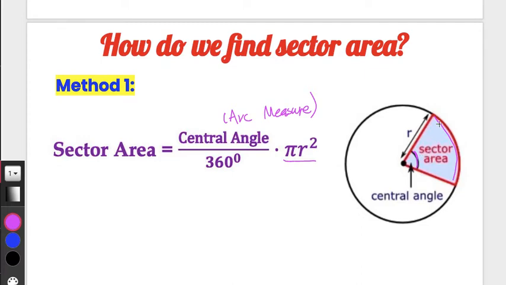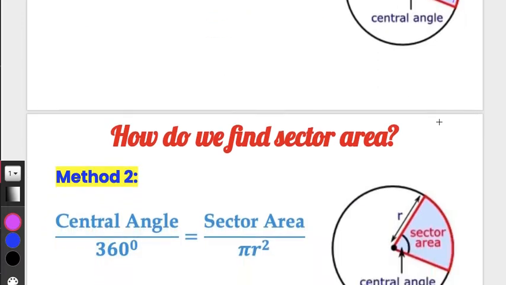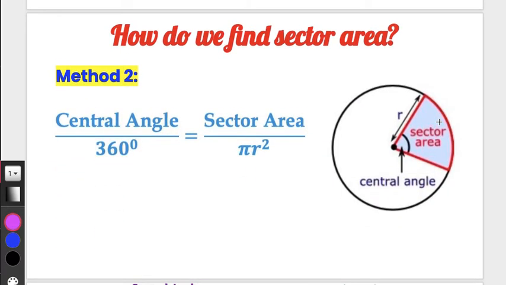Okay, so that's one way. Then, very similar to arc length, another one is a proportion. We set up two ratios. We consider the ratio between the central angle and the whole circle, which is 360 degrees, the same as the ratio between the sector area and the whole circle area. Since the ratios are equivalent, we can set up the proportion that way. So that's another way to find it.